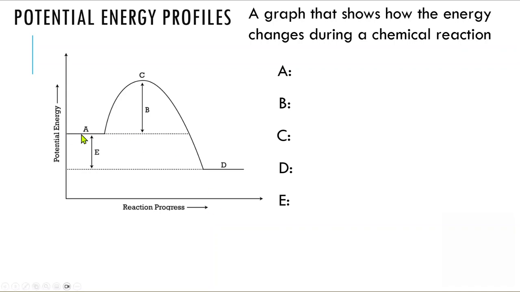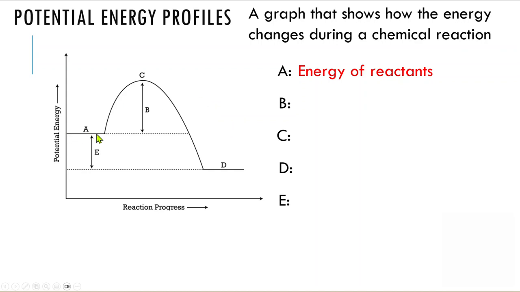So A is a horizontal line at the beginning of the process. So A is the energy of our reactants. Recall back to Unit 5, activation energy. You have to put energy into reactants in order to get them to go.